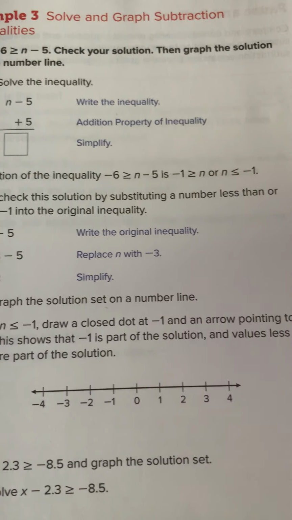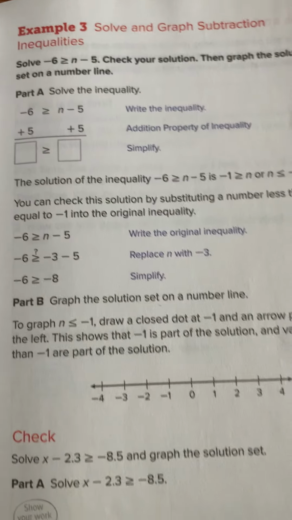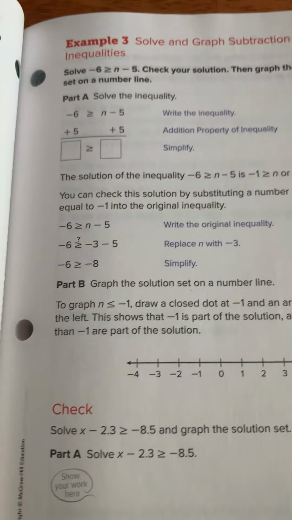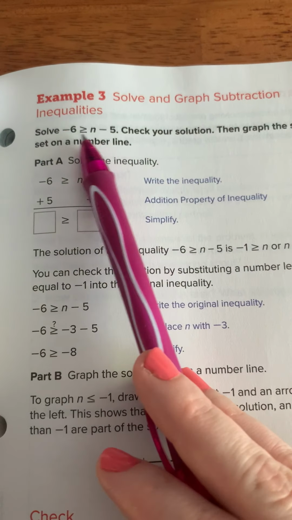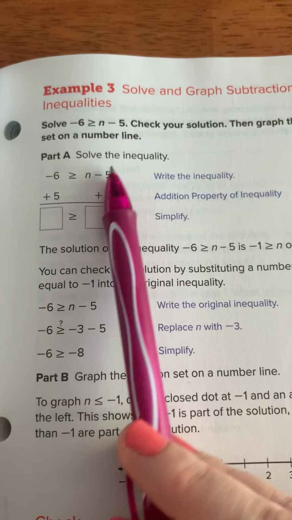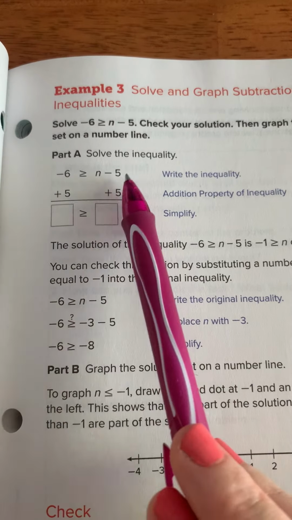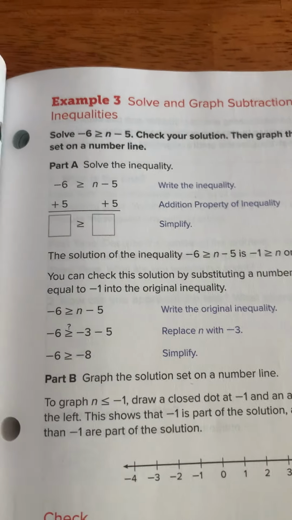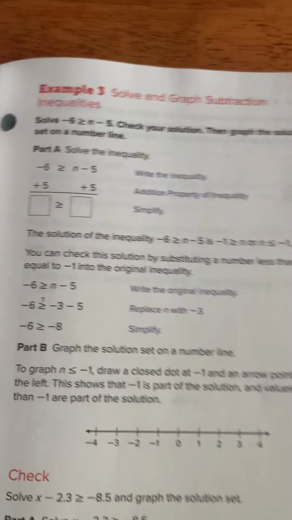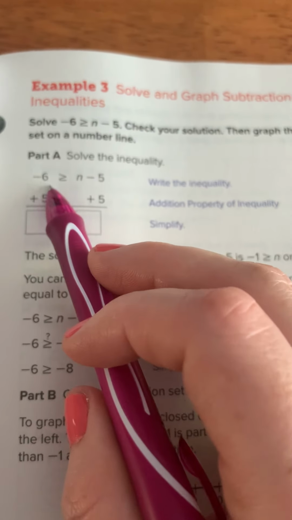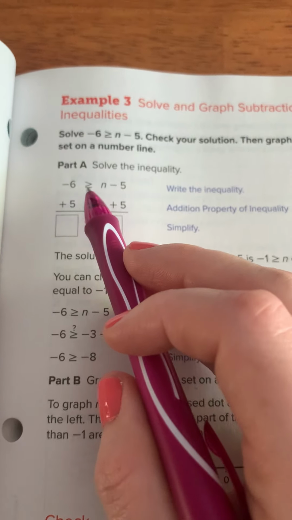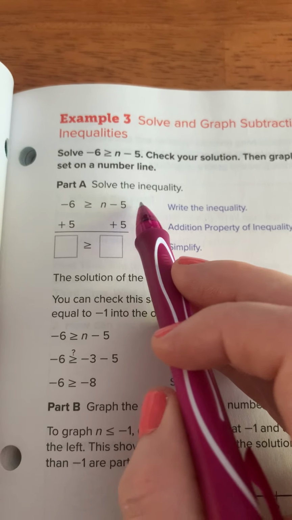They won't be too difficult, but still, if it's too much for you, just focus on getting the process down. So now we're doing the exact same thing, but with ones that are subtraction. The last ones were addition, this one's subtraction. And the next ones are going to be, guess, multiplication and division. Okay, all right. So we have -6 is greater than or equal to n minus 5.